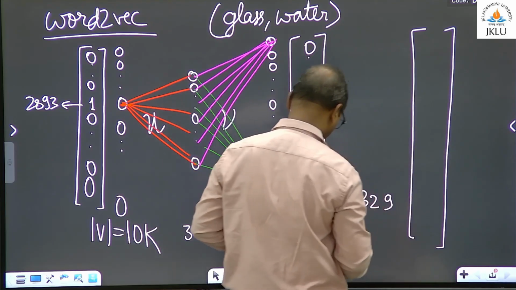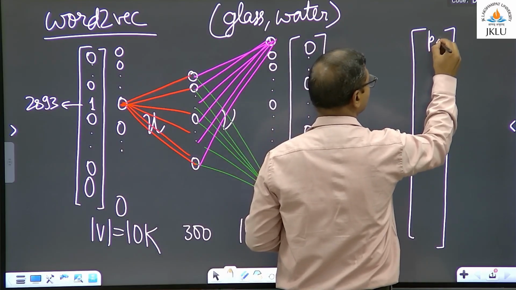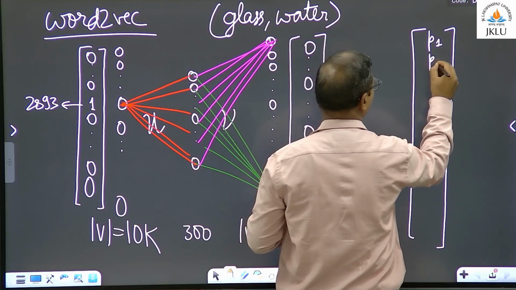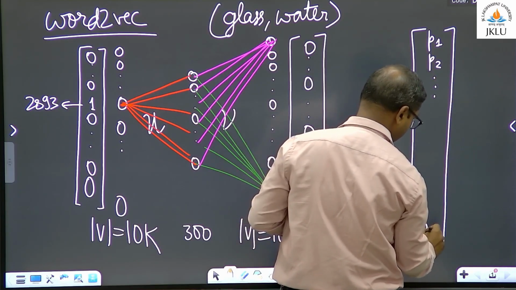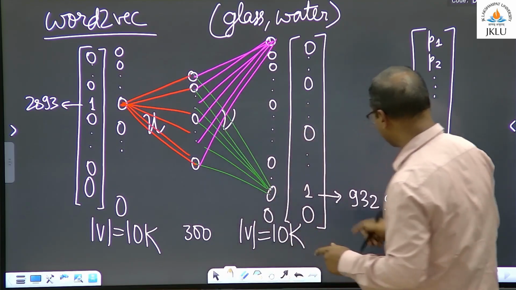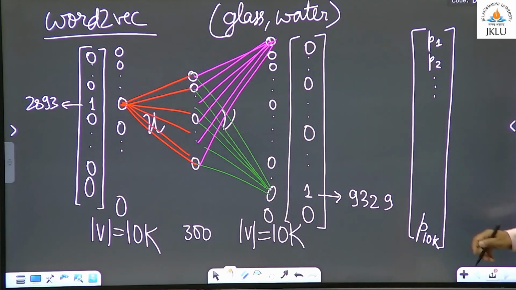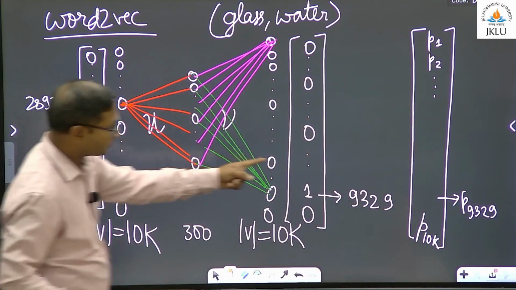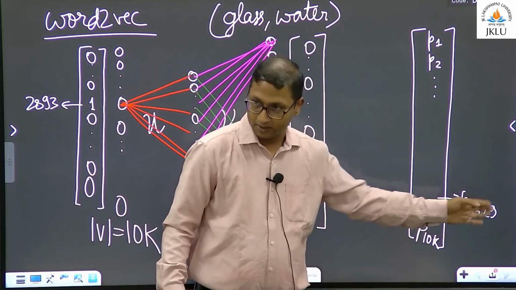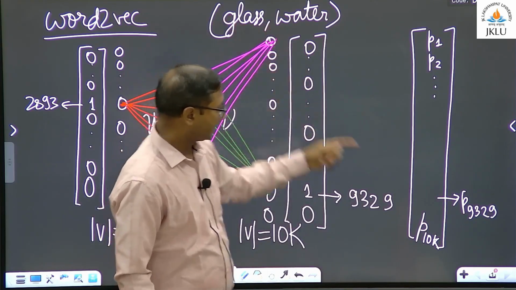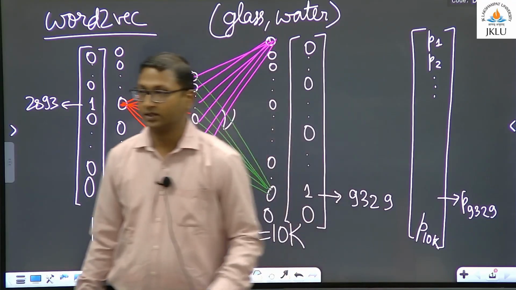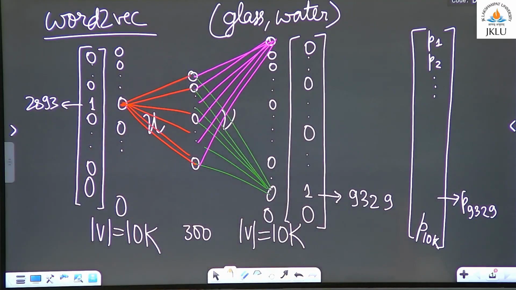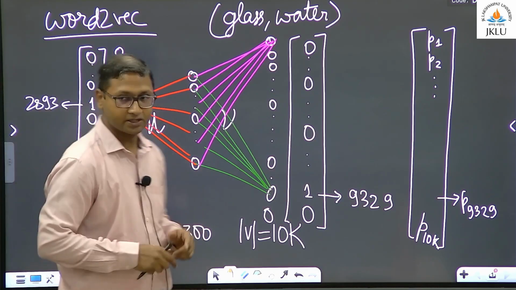I'm assuming I have taken softmax, and then I will have P1, P2 all the way until P10K. One of them will be P9329, right? And I want my network to maximize this number, right? This is the maximum probability. I want this thing to be there. So I want P9329 to be the highest. And this is how you train this network.